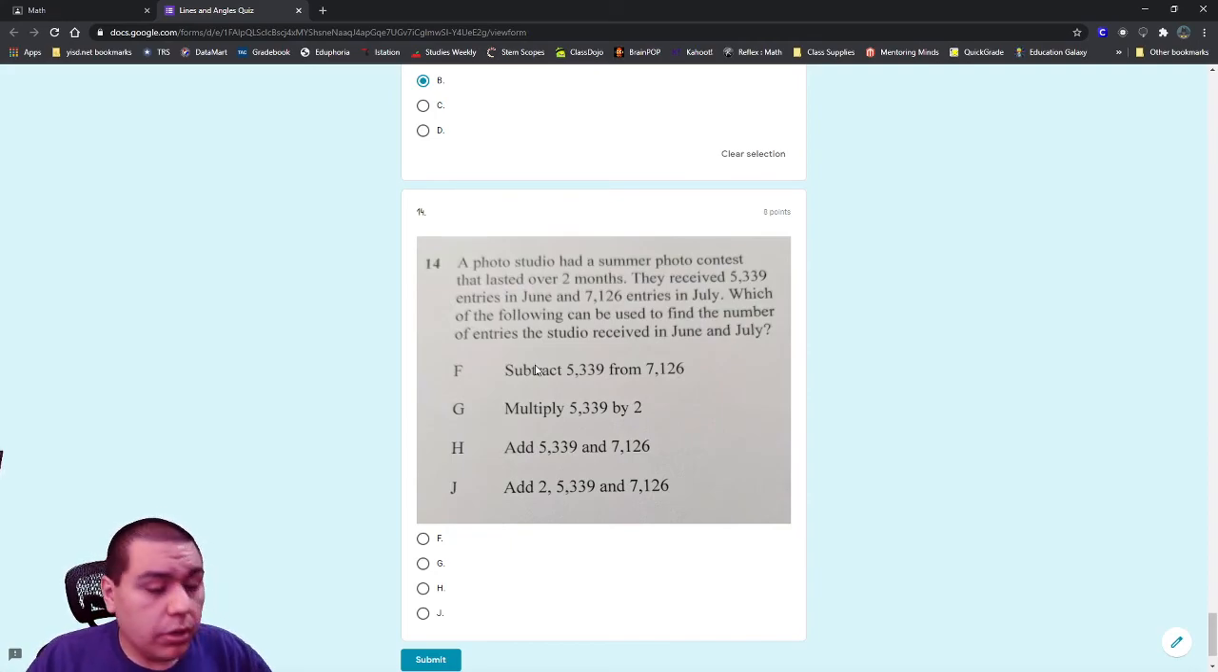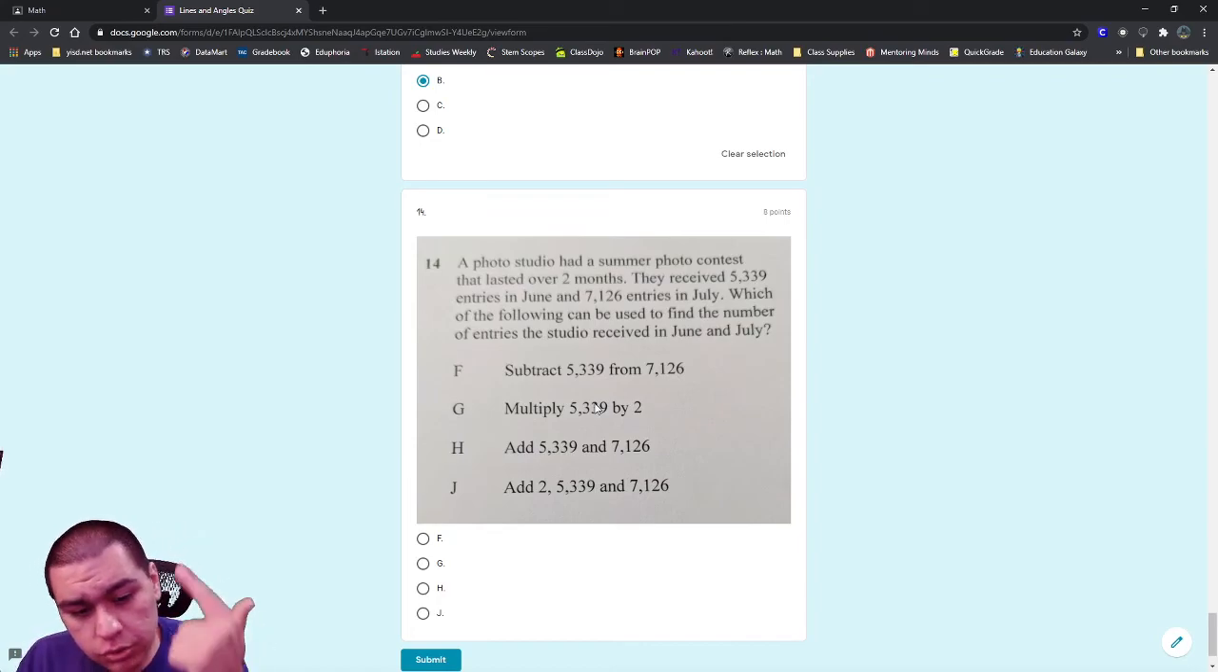We've been working on word problems. I've told you, first thing you want to find is your question mark, here at the end, the question word. That lets us know what they want us to find. Which of the following can be used? They don't want us to solve it. They just want to know how to find it. Find the number of entries. I'm looking for entries the studio received in June and July. So I want to look for entries and I want to look for June and July.